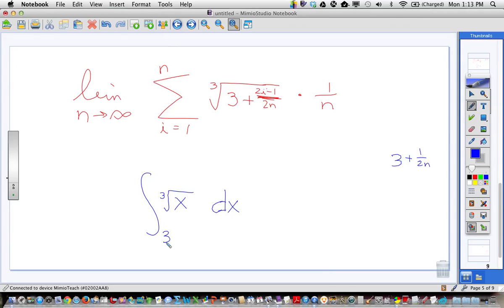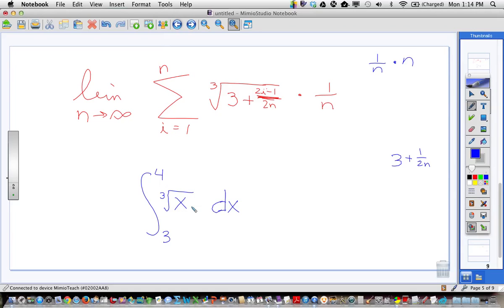And then how do we tell where it ended? Well, we have two ways. One way would be to take the width times how many rectangles? How many rectangles do you have? n. What's 1 over n times n? 1. Total width is 1, so this integral goes from 3 to 4.